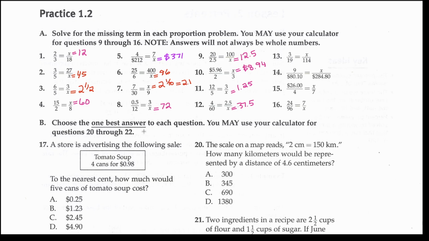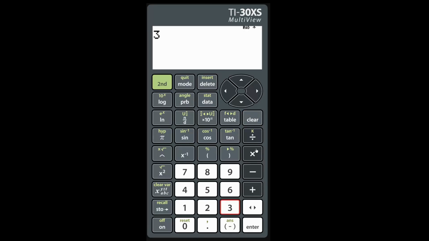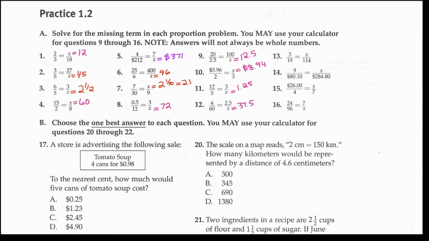Number 13. 3 times 114 divided by 19. 3 times 114. Enter. That's 342. Divide by 19. Enter. I have 18 exactly. So put 18 here.